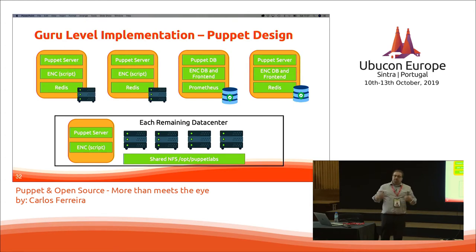So let's talk about the Puppet infrastructure design itself. We would have two main Puppet servers on a technique that is called the master of masters. Instead of one, I would have two. Each one has a Puppet server, the ENC script, and a Redis instance that connects with the other one to make a Redis cluster. The second part was the PuppetDB, and the other one is a PuppetDB as well, as you can see by the icon, which has the ENC database and frontend as well, backed up by Postgres on a master replication scenario. And two Prometheus instances running, synced with one another, on each remaining data center.